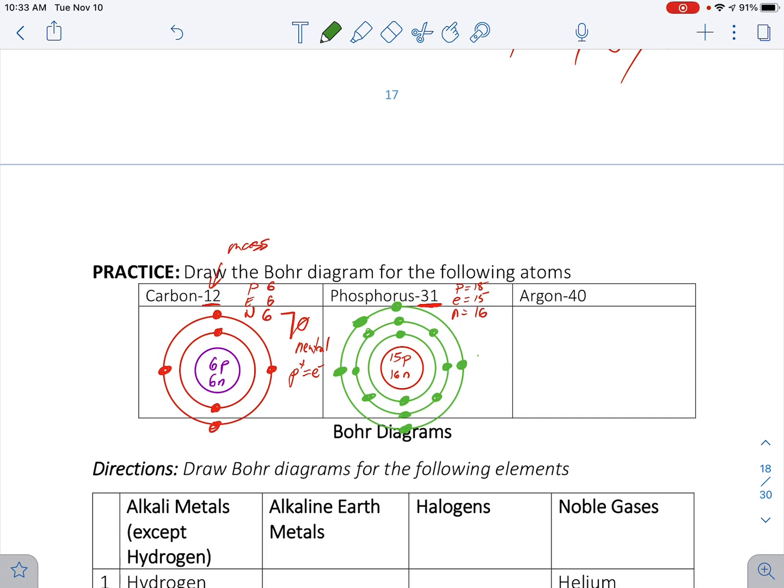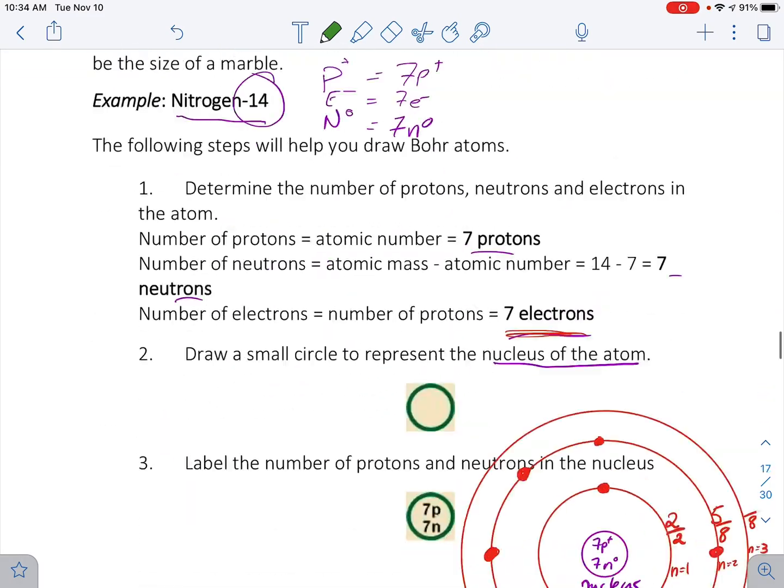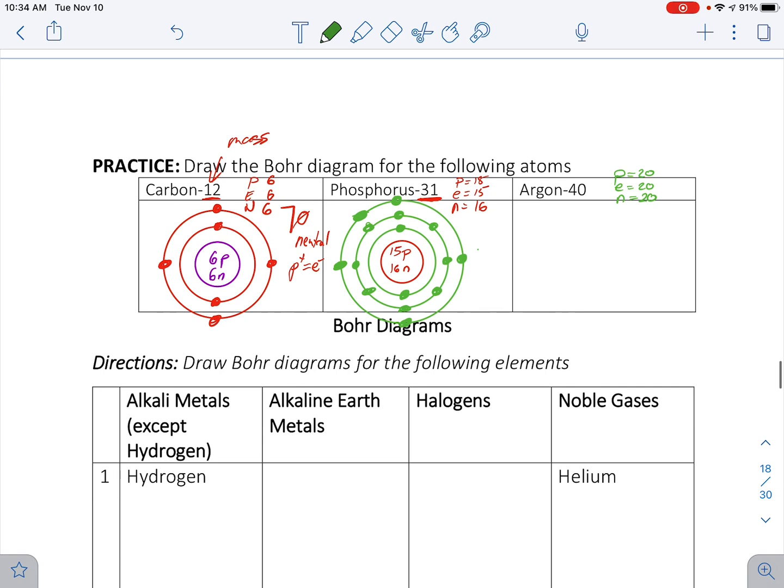Okay, argon 40. Argon is element number 20, so the proton number is 20, the electron number is 20, and the neutron number is 20, because 40 minus 20. I'm debating about, wait, is argon number 20? Oh no, it's 18. Ha. Hopefully one of you was at home screaming at the screen, hey, argon is 18. Okay, so argon is number 18 on our periodic table, which means it has 18 electrons, which means it has actually 22 neutrons.